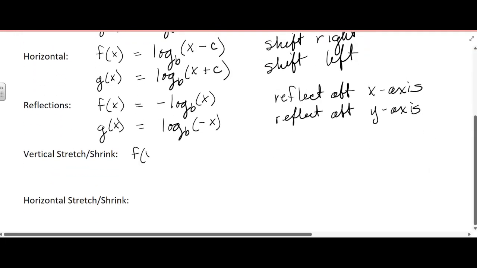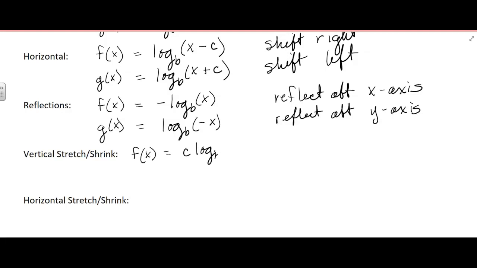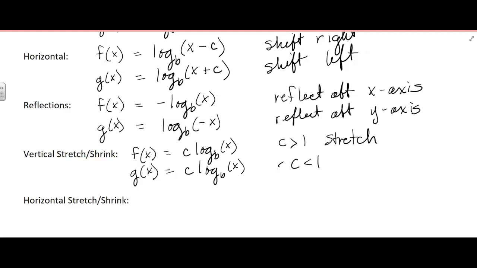Okay, a vertical stretch or shrink. So if you have f of x equals some constant c times log base b of x, then if c is greater than 1, that is going to be a stretch, a vertical stretch. If c is between 0 and 1, then it's going to be a shrink, a vertical shrink.